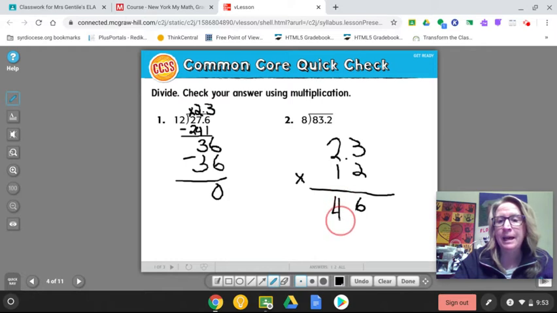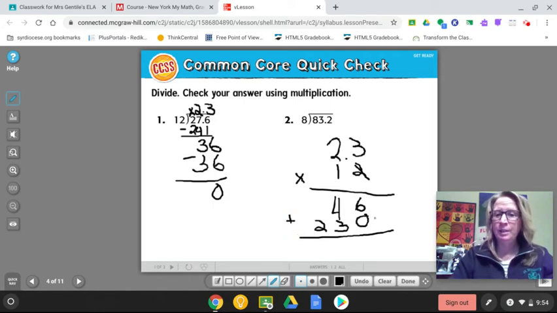Okay. And now what I do is I'm done multiplying by that 2, so I'm going to kind of cross it out so I don't try to use it again. And I put my 0 down here. Then I do 1 times 3 equals 3, because now I'm multiplying by the tens. All right. And 1 times 2 equals 2. Make sure I get it in the right spot. Okay. 6. And now I add. Let me put my addition symbol over there. So 6 plus 0 equals 6. 4 plus 3 equals 7. And 2 plus 0 equals 2.